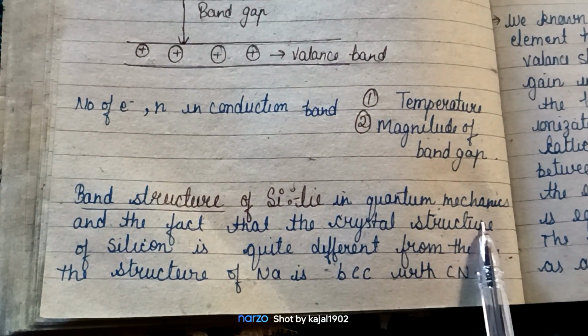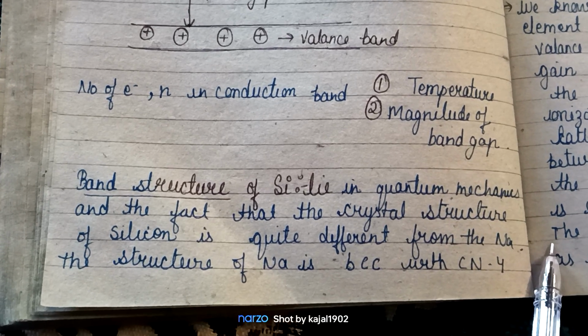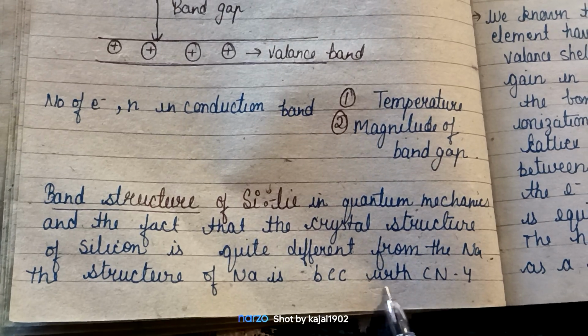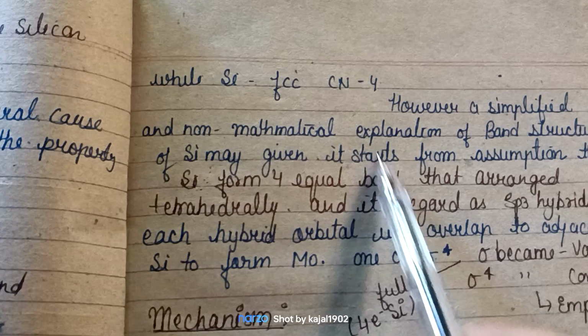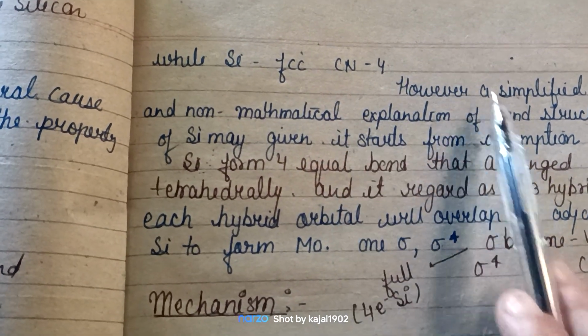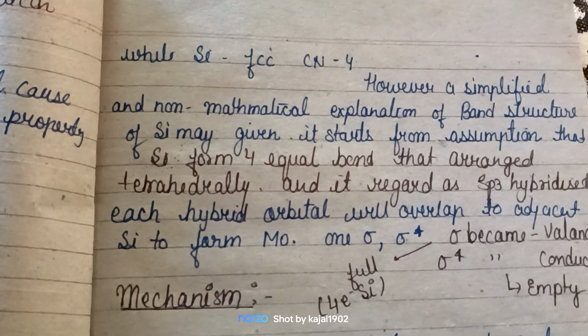In quantum mechanics, the crystal structure of silicon is quite different from that of sodium. The structure of sodium is BCC with coordination number 8, while silicon is FCC. This is in the solid state. You have already discussed face-centered cubic and body-centered cubic. So this one is FCC, BCC, and the coordination number is 4.